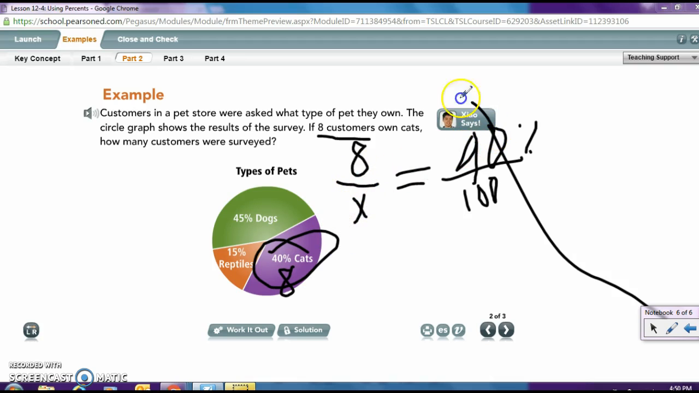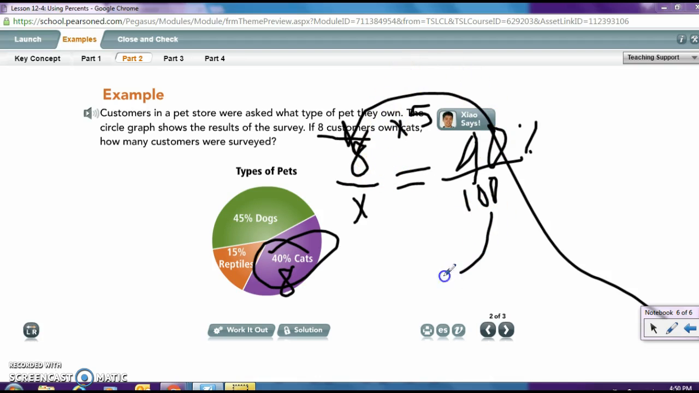So how would I get from 40 to 8, boys and girls? Well, I know 8 times some number has to be 40. 8 times 8 is 64. 8 times 7 still seems too big. 8 times 6 is 48. So 8 times 5 is going to give me 40. So that means 40 divided by 5 is 8.